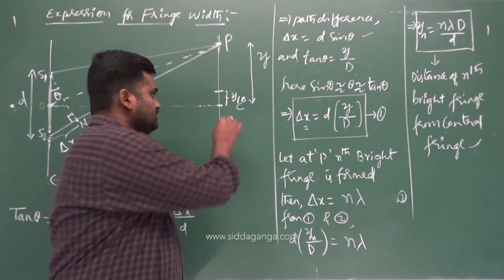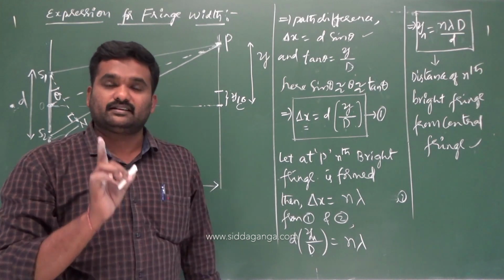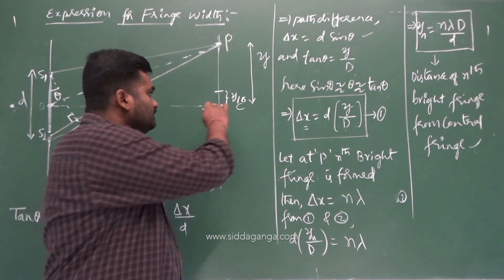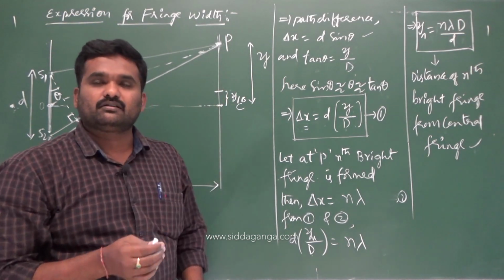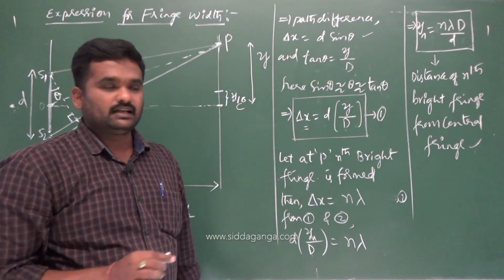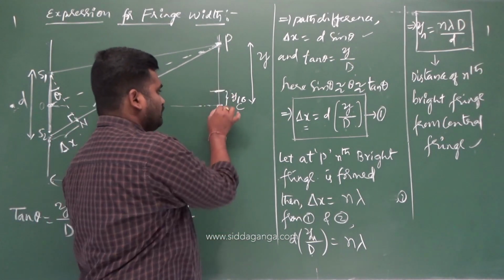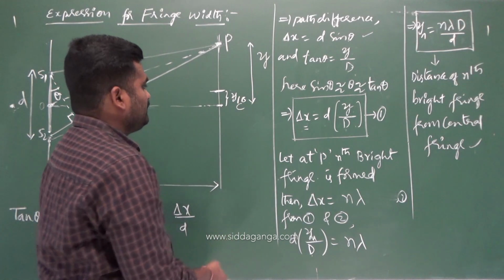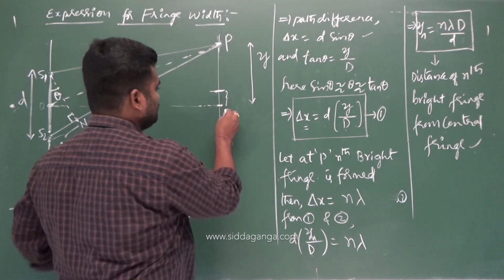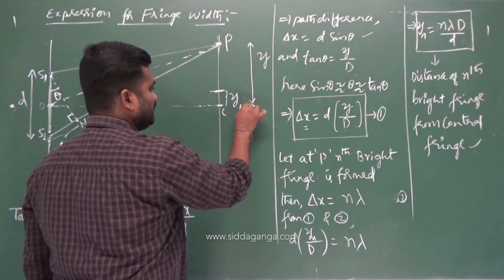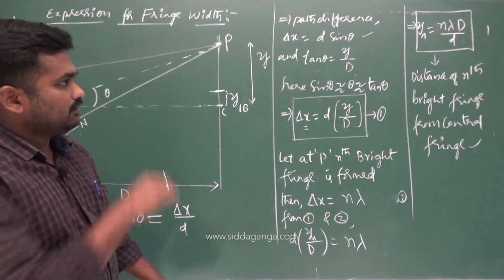Don't call the fringe which is formed at the center as first bright. That is central bright. On either side of central bright, you are going to have consecutive dark and bright fringes. The first bright fringe will be formed at a distance of y1b, I have written. See, this is y1b. What is the value of y1b here?